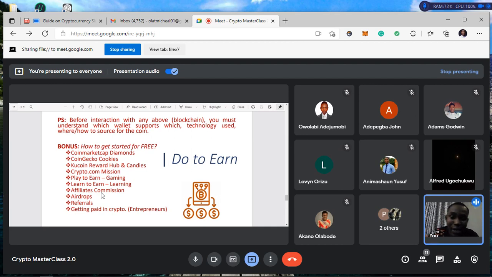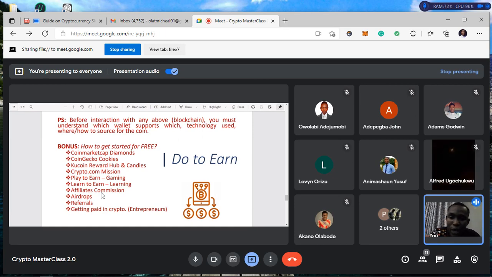So we have the CoinMarketCap diamonds, like I shared on the group already. So you just go there, you claim diamonds, and when you claim diamonds daily, you keep accumulating. When you do that for like 7 consecutive days, it keeps accumulating to a certain amount. So you repeat that over and over again. And when it's time for you to exchange those diamonds for something worthwhile, then you can do that and exchange it for whatever reward you get.